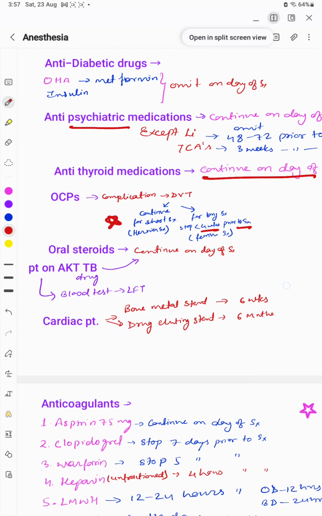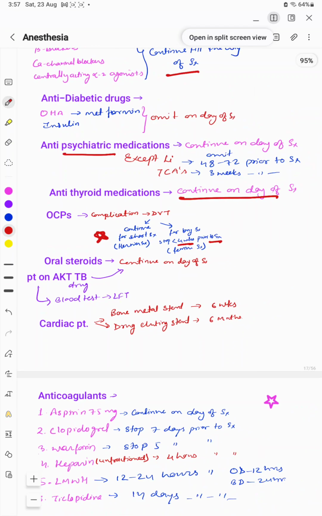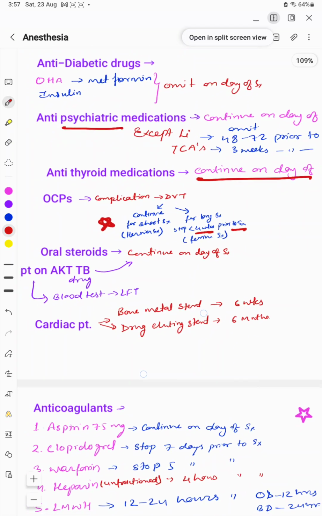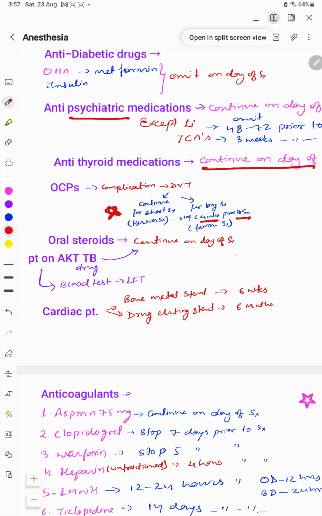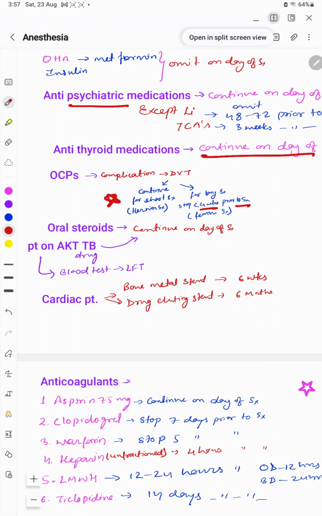Okay, oral steroids continue on the day of surgery. Patient on ATT, when the patient is on TB drugs, you should continue the drug, and you also need to do a blood test for LFT.